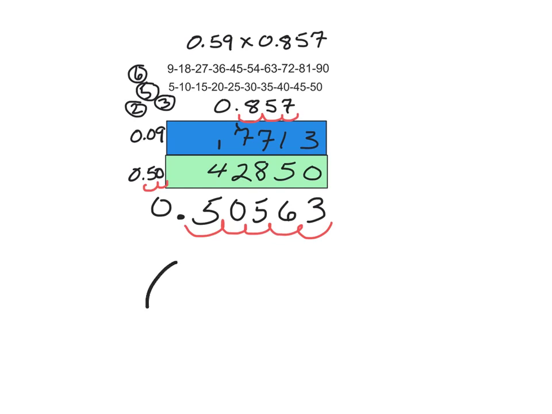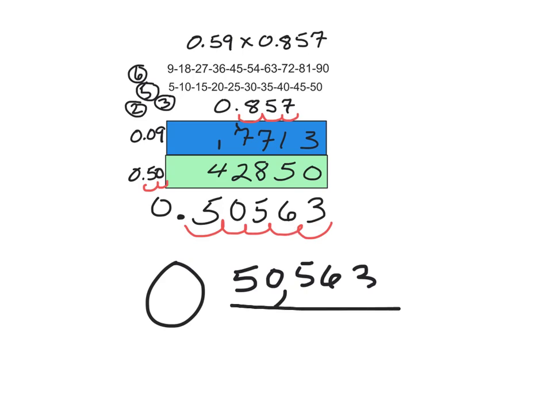Now, this could also be written as a fraction. And here we would go 0. And then you're just going to put the 50563 on top. And then you're going to look here and go, this is the tenths, hundredths, thousands, 10,000s, 100,000s. So you're going to just write 100,000 underneath there. 100,000, and bam, there you have it. 0 and 50,563 hundred-thousandths. Bam, that is your answer.